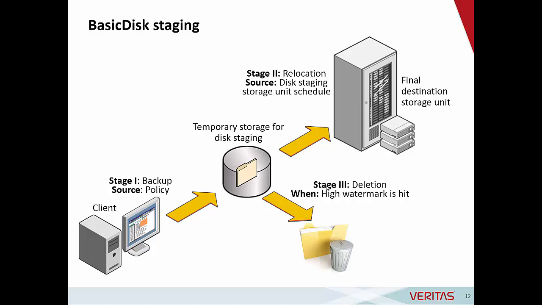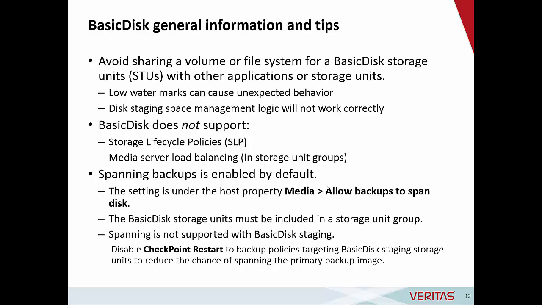And what that should say to me is I'm just not running my relocation job often enough. Some general suggestions when working with basic disk: avoid sharing a volume or file system between basic disk storage units. Like we mentioned before, basic disk storage units do target a path, usually a directory on a disk, but you really want to have just one basic disk storage unit per disk, particularly if you're doing disk staging. Having multiple disk staging storage units targeting the same disk is a recipe for confusing the heck out of NetBackup.